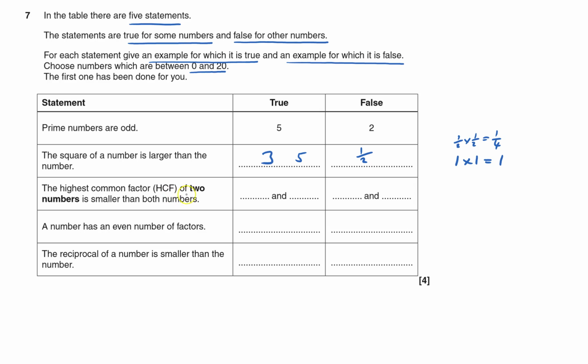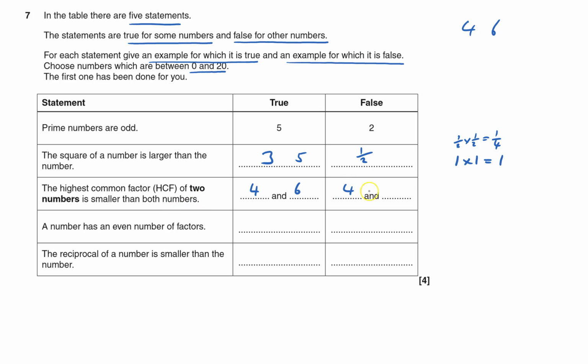The highest common factor of two numbers is smaller than both numbers. Well, you could just choose two numbers and then see whether it's going to be true or false. So if I choose two numbers, for example 4 and 6, the highest common factor of those is 2. 2 goes into this one and 2 goes into this one, and 2 is smaller than both those numbers, so that's true. The highest common factor of these two is 2, that's smaller than both numbers.